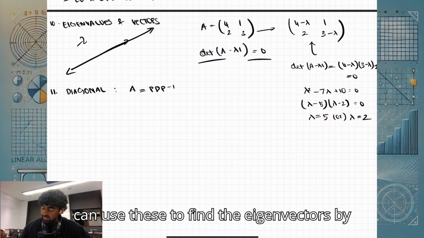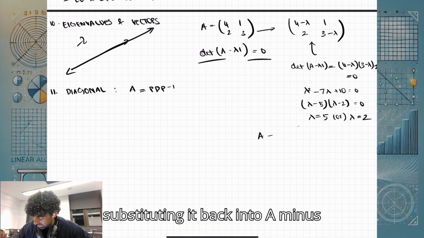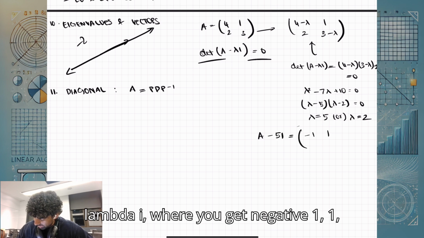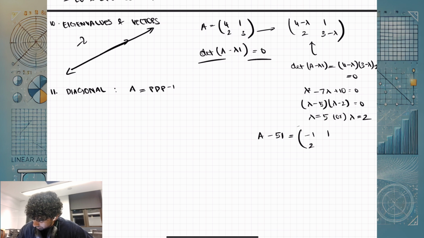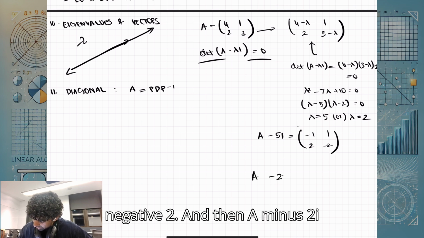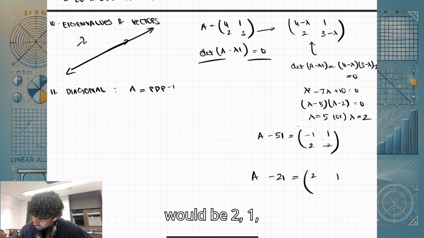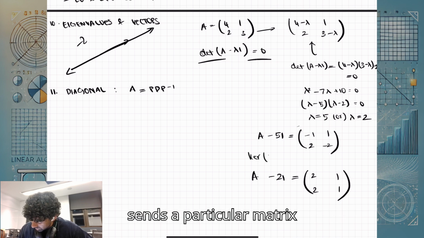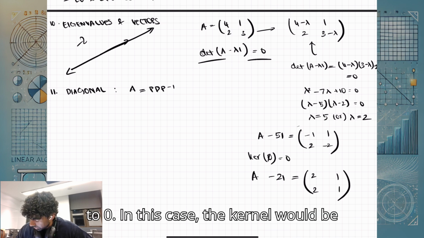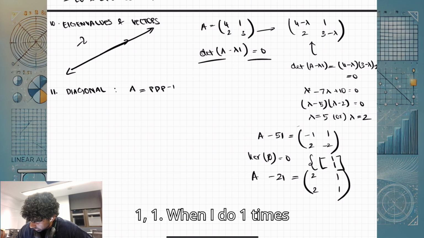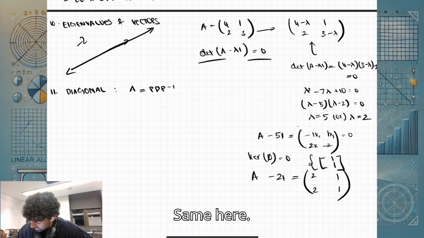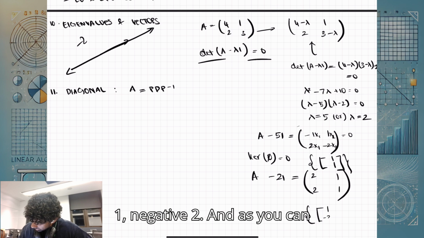Right? Now, I can use these to find the eigenvectors by substituting it back into A minus lambda I, where you get negative 1, 1, 2, negative 2, and then A minus 2I would be 2, 1, 2, 1, right? You find the kernel of both of these. The kernel is what sends a particular matrix to 0. In this case, the kernel would be 1, 1. When I do 1 times x1 plus negative 1 times x1, I get 0. Same here. X2. And for this case, it would be 1, negative 2.